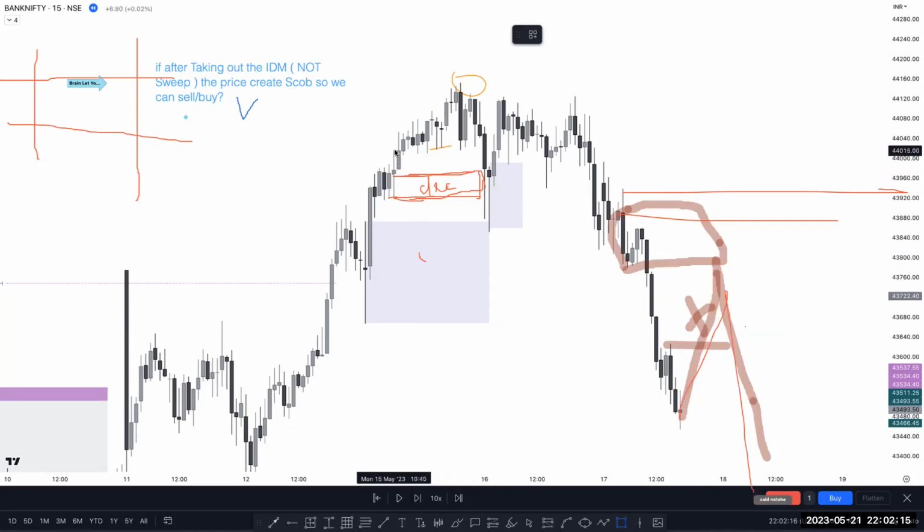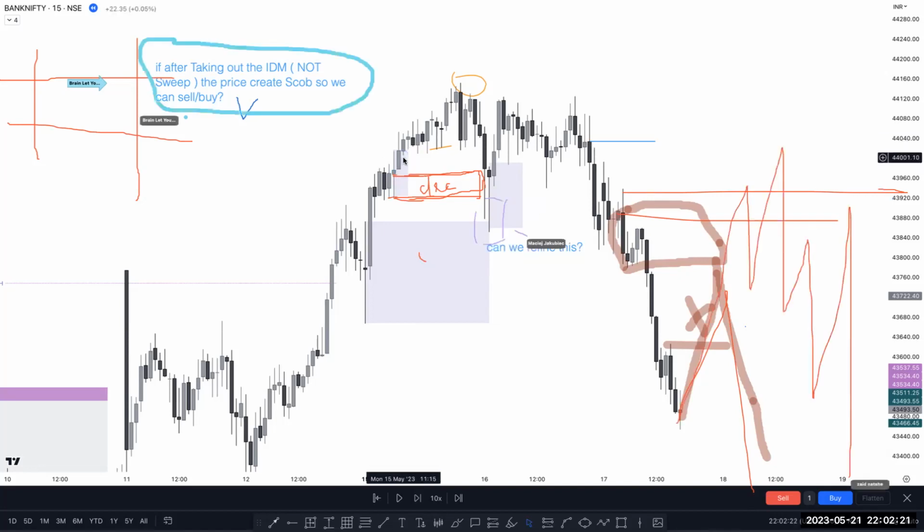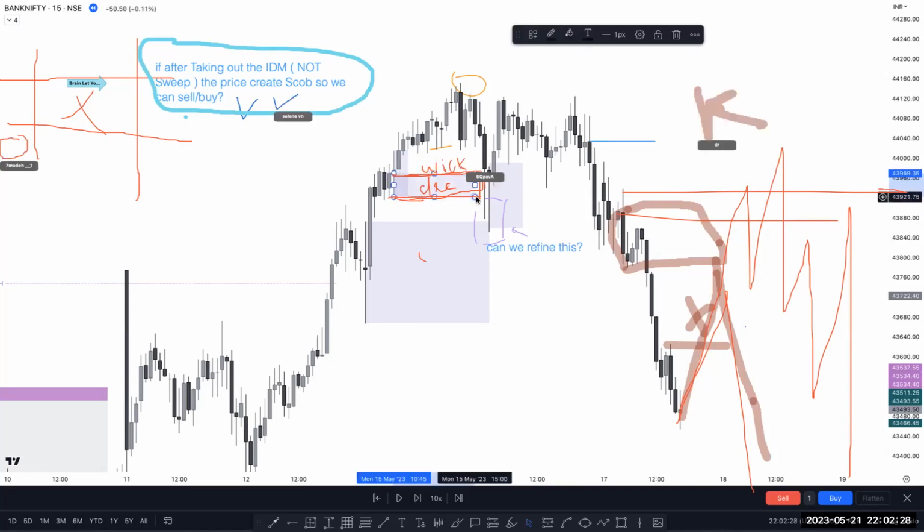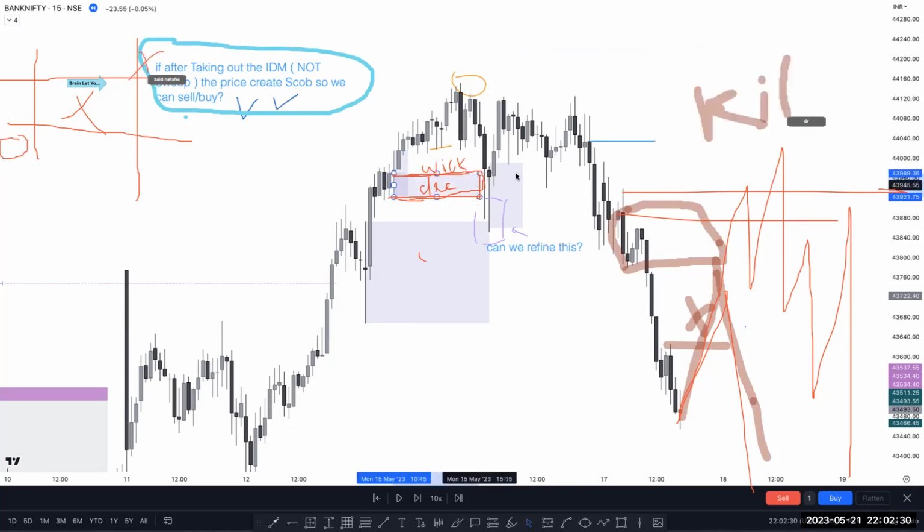So this one is already mitigated here also. There is no imbalance there. But if you want to mark this side over here, you can mark here, but there is no reaction at this point.